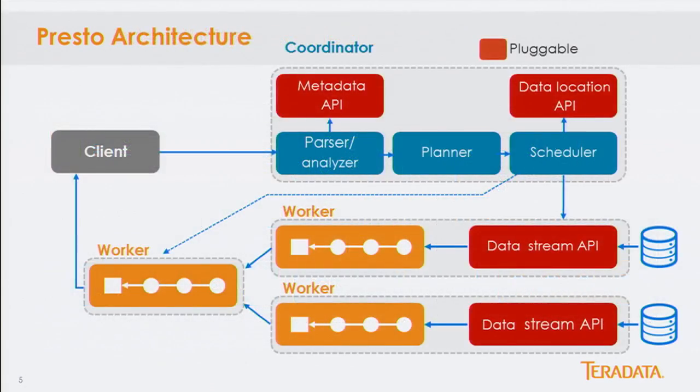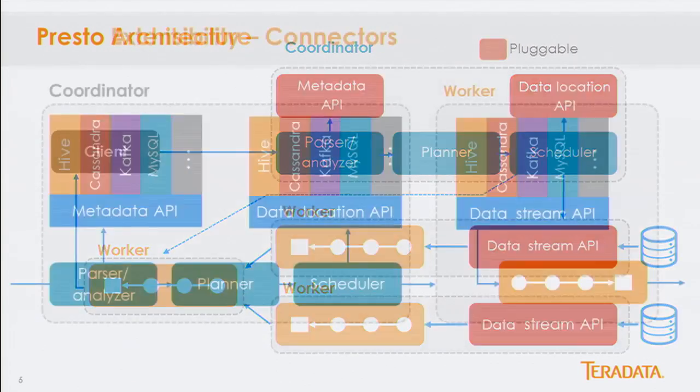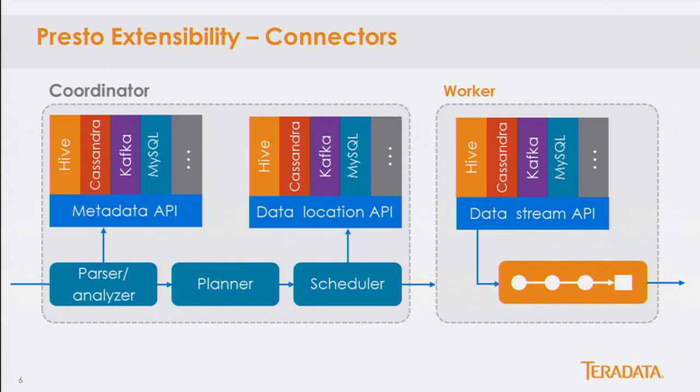So if we look back at this slide, you'll see that there are various APIs: Metadata API, Data Location API, and Data Stream API. If you want to write a connector, you implement those basic APIs, so you can query data from Hadoop, Hive, Cassandra, Kafka, MySQL, Redis, Mongo, Accumulo. These are all connectors that exist out there. And the really cool part is you just issue standard SQL to Presto, and the connectors take care of the underlying data source. The other cool thing is a single query can combine data from multiple data sources. So if you want to join data in Hadoop and data in one of your relational databases, you can.